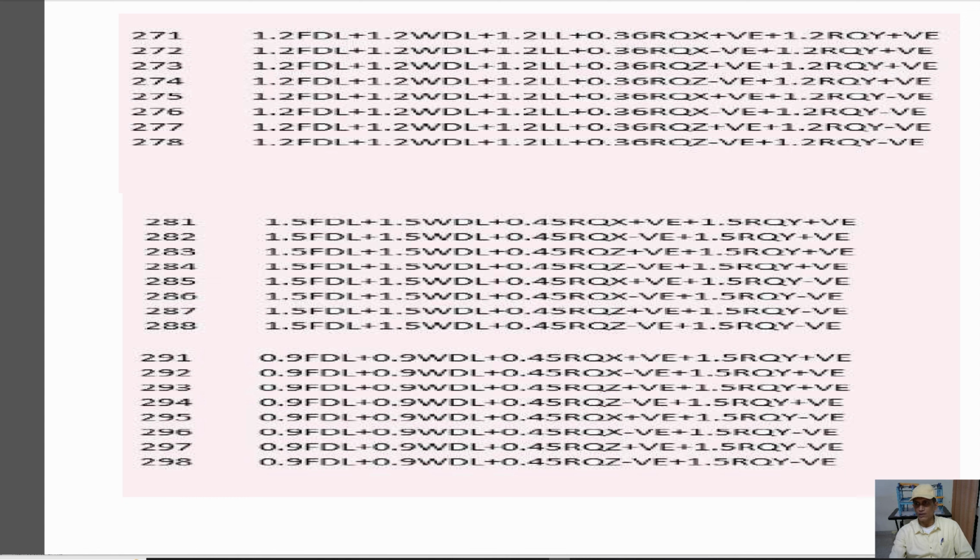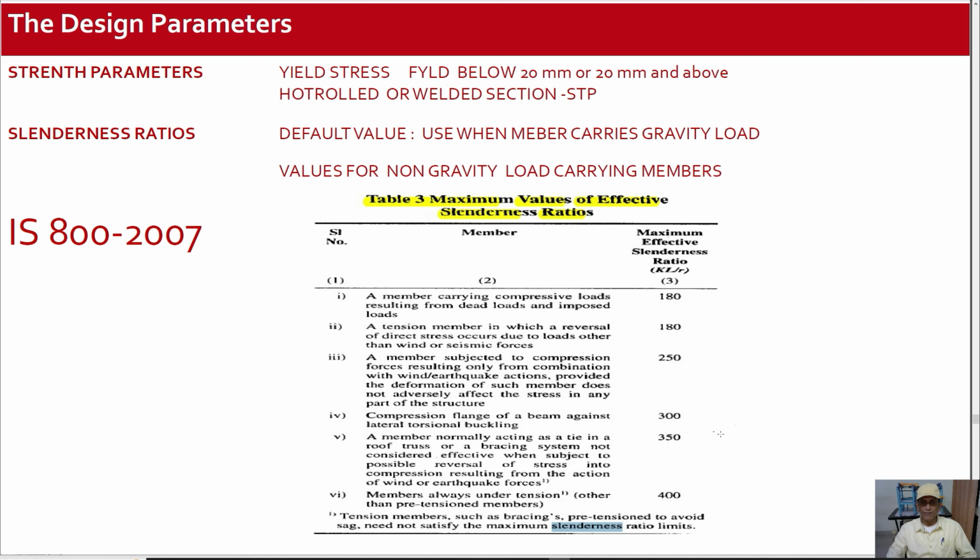Let us go back to design parameters again. In design parameters, for yield stress, for 20 mm or above the yield stress is lesser, that you have to refer to the code. So for hot rolled and welded sections, the yield stress has to be defined in STAAD. For slenderness ratio, STAAD takes the default value as that for gravity load, but you can define the slenderness ratio as the condition may exist.